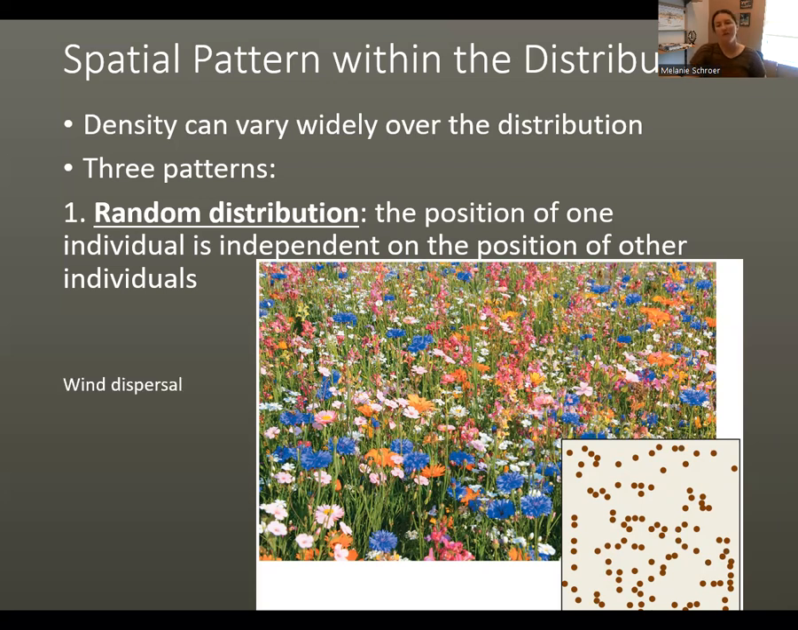And so generally, this type of distribution is seen in organisms that have wind dispersal. So these plants, when they have seeds, the seeds are blown away by the wind, and just wherever they fall, that's where they're going to grow. So literally randomly.